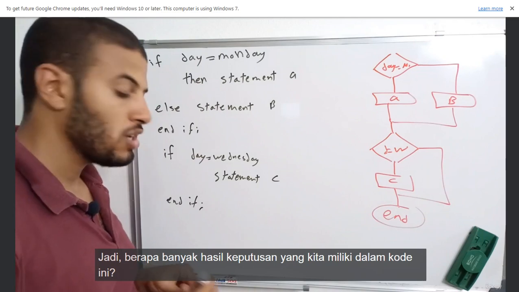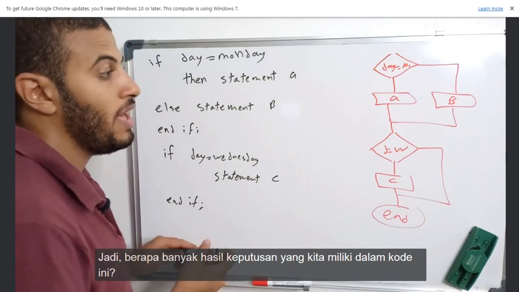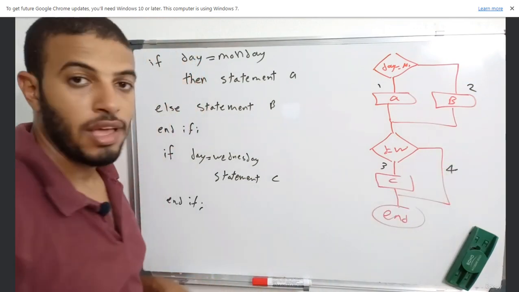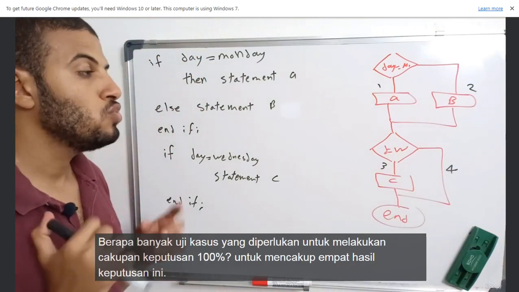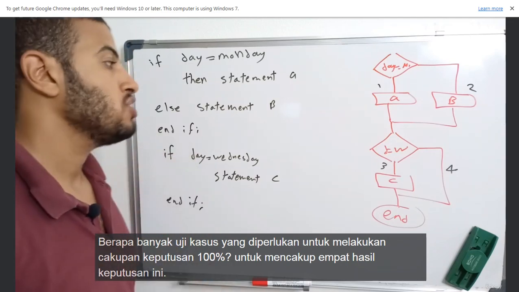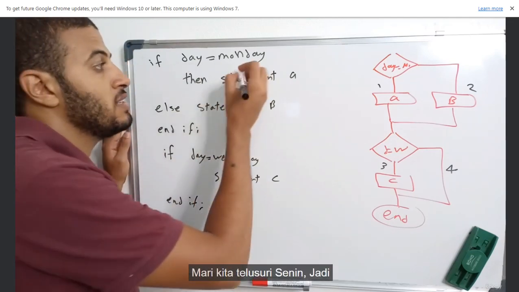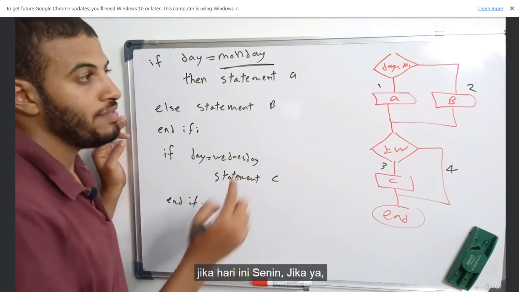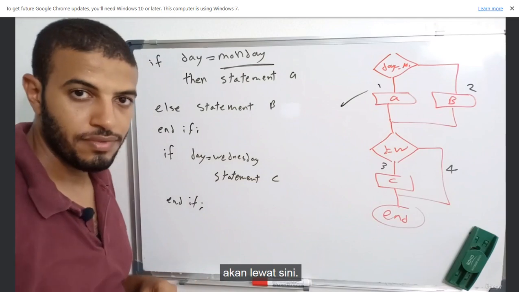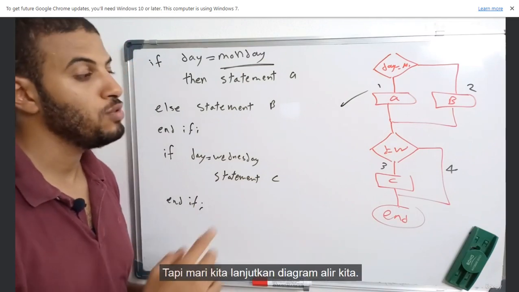So how many decision outcomes do we have in this code? We have 1, 2, 3, 4. How many test cases will be needed to perform 100% decision coverage to cover these 4 decision outcomes? Let's first trace Monday, okay? So if day is Monday, if yes, A. So this will go through here. But let's continue our flowchart.